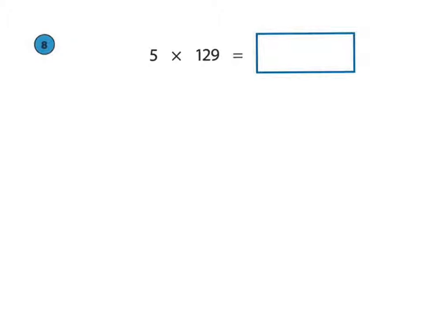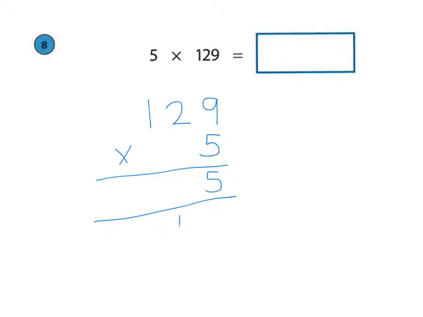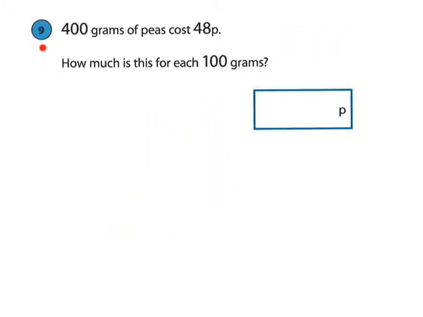Another way of working this out is to do the compact method of multiplication. 129 multiplied by 5. 9 times 5 is 45, so we're going to put the 5 here and carry the 4 over. 2 times 5 is 10. We've got to remember to add on the 4 here, so that's going to be 14. The 4 goes here, we carry over the 1. 1 times 5 is 5, add on the 1 here is 6. Again, the answer is 645. Question 9. 400 grams of peas cost 48p.